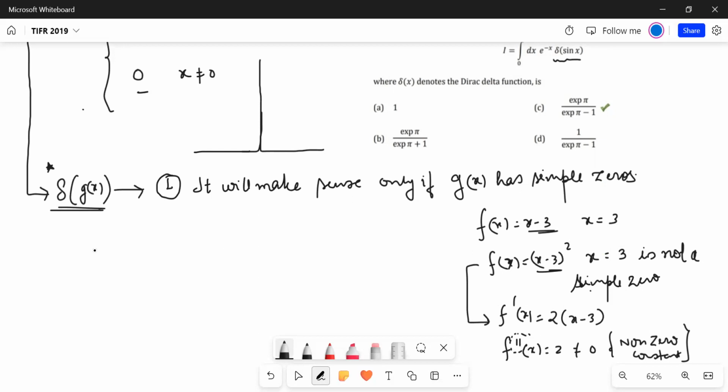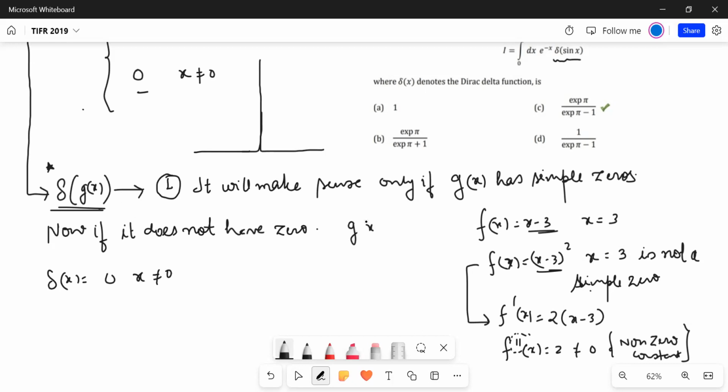Now the question arises, what if it does not have a zero? Then it would be 0 simply, because you understand that Dirac of x is equal to 0 if x is not equal to 0. If g of x is non-zero for all x belonging to the domain of g, then Dirac of g of x would certainly be equal to 0. So you don't need to worry about it.